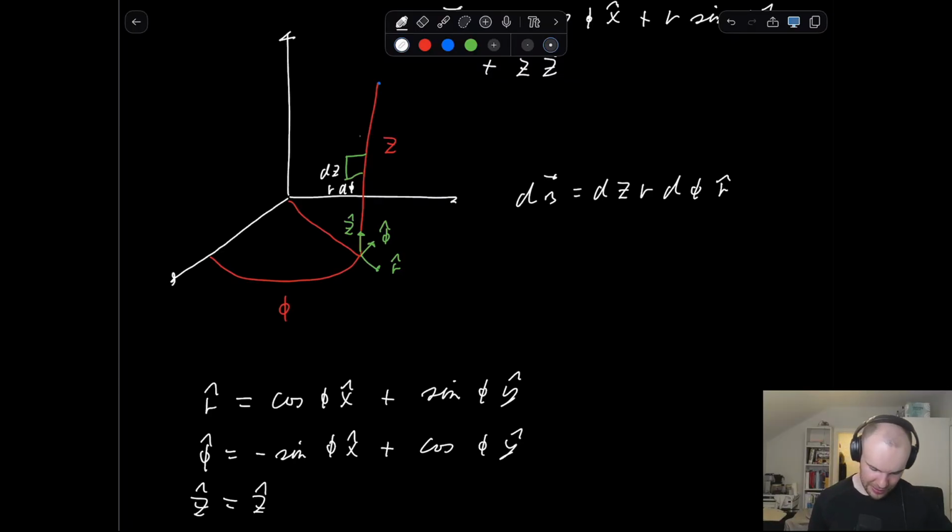And if you want the volume instead, that's pretty easy, because we still need dz, we need r, and we need d phi, but now we also need dr, like that. That's the volume. Neat. Okay, let's continue on.